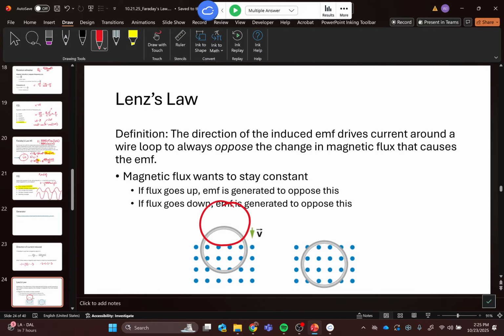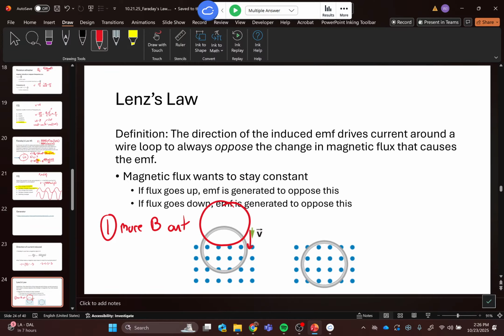Now, as my loop goes down, here is the thought process. Am I getting more field lines or less? I start with none, and I go down. Those blue dots are field lines. Am I getting more of them or less? More. Great. Am I getting more out of the page or more into the page? What does a dot represent? Out or in? Out. So, first step, we identify what's happening. We're getting more B out.